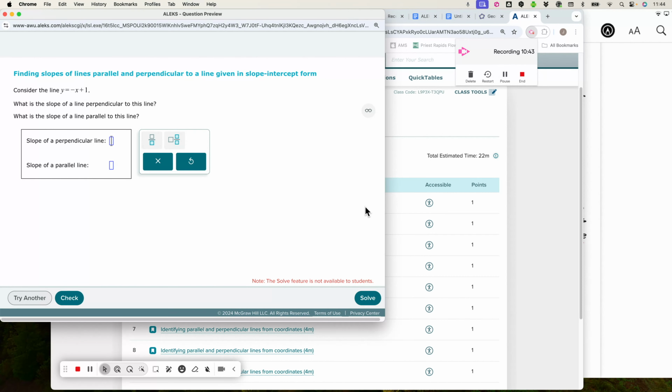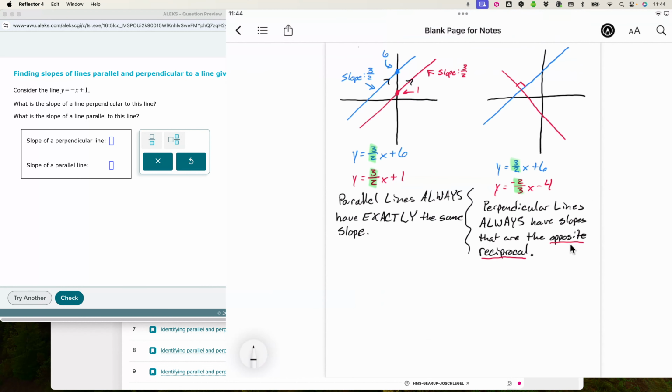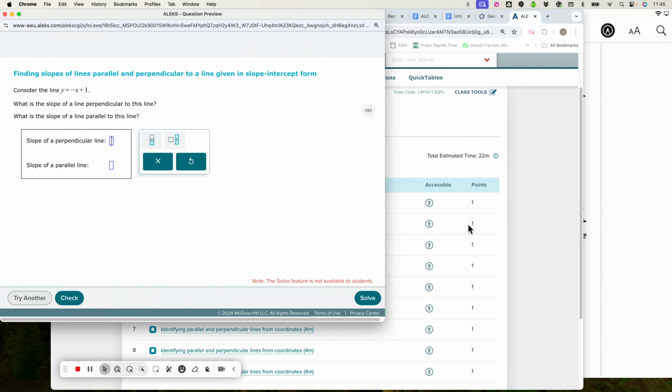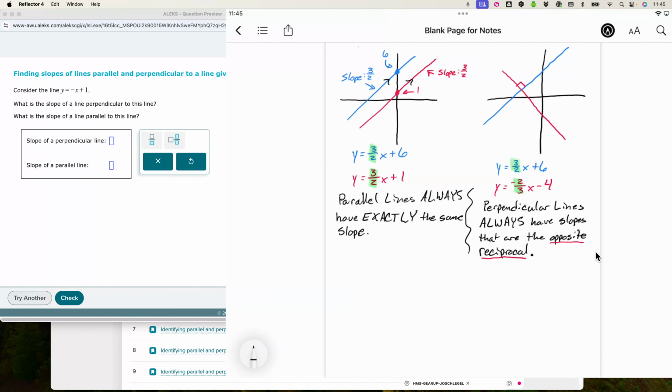So after taking the notes, the expectation is that there is an ALEKS assignment online for you called Parallel and Perpendicular Lines Practice. I'm going to model for you how to do the different problem types that are on there. There are 9 different problems, but there are only 3 different problem types. So I will do a couple of each, and I'm going to model what I expect in class.